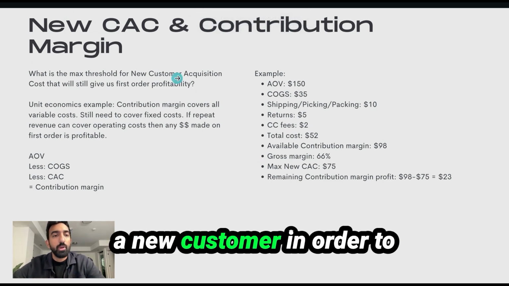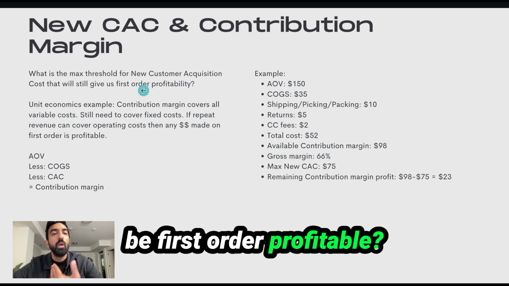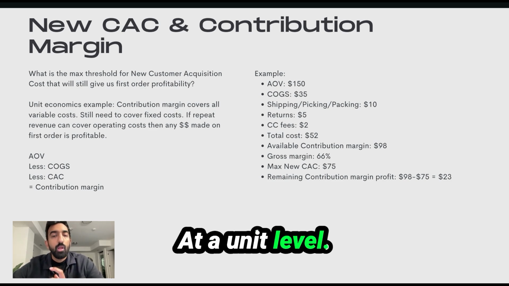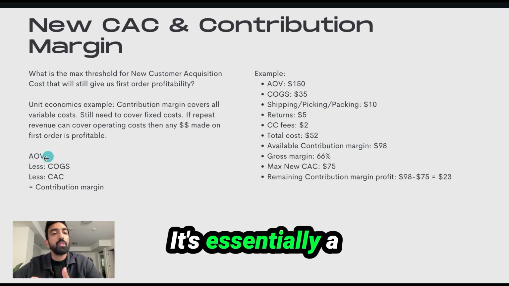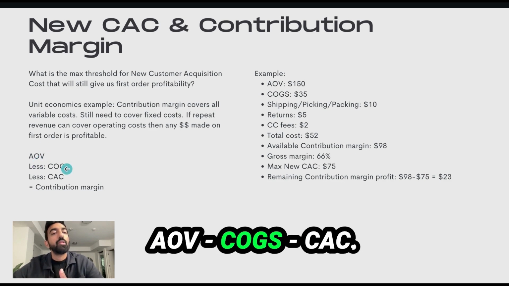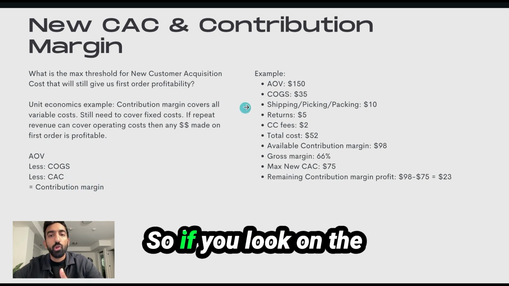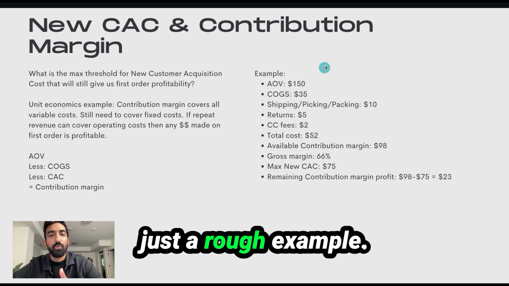is for a new customer in order to be first order profitable. So you've got to look at your contribution margin at a unit level. So what is contribution margin? It's essentially your AOV less your cost less the CAC that gives you your contribution margin. If you look on the right side here, this is just a rough example.